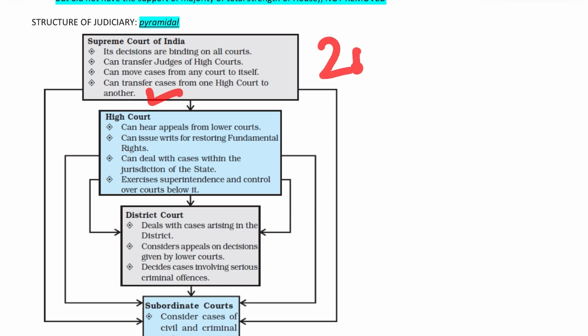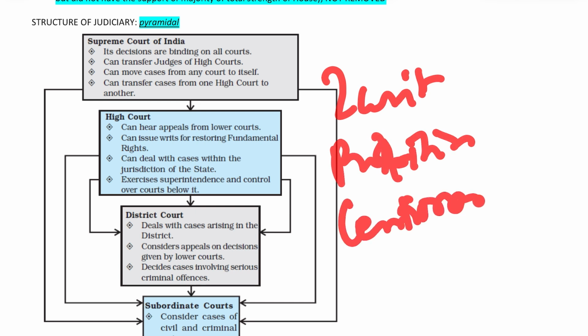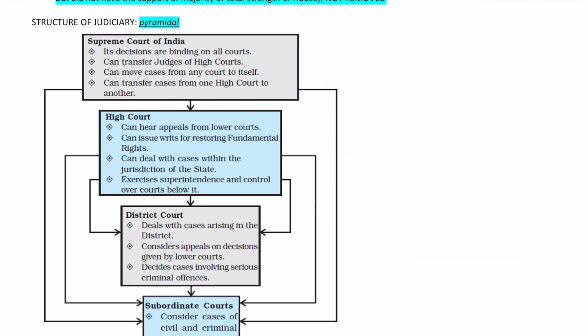So there are two writs which are basically for transferring cases from the lower courts to the upper court: prohibition and certiorari. The High Courts can hear appeals from lower courts and can issue writs for restoring fundamental rights as well as legal rights. So the High Court has a wider writ system.